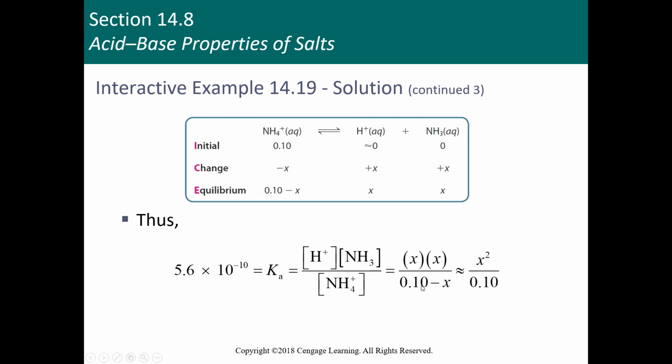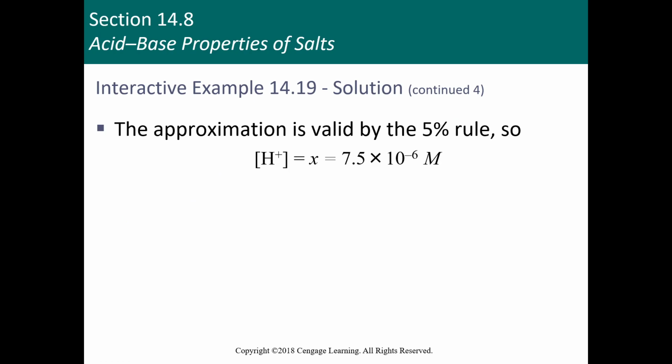And again, we have that 0.1 minus x. Well, x is a really small value. It's probably not going to make any difference there, so we can go ahead and get rid of it. We solve it, and that value is very small, right? That's less than 5% of this value right here. And so that approximation rule is fine.